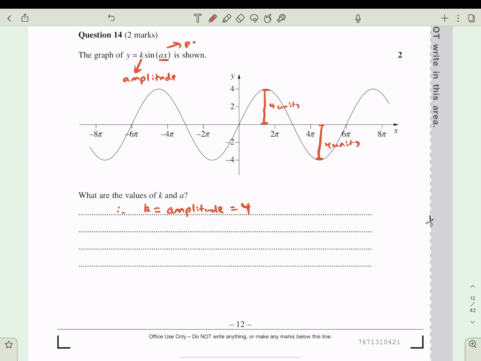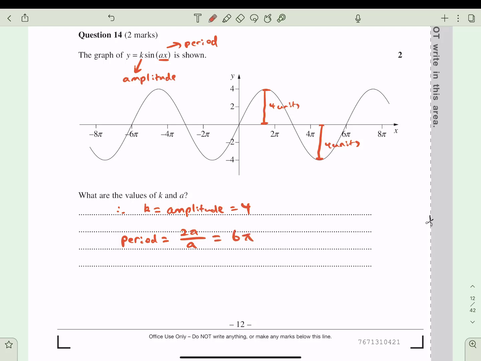So the period of my trigonometric graph is how long it takes for my graph to repeat itself. Typically, for a sine or a cosine function, the period is equal to 2 pi over a. Remember, a is the coefficient of x. In this case, we can figure out the period of my graph because, as we can all see here, it takes 6 pi on my x-axis for my graph to repeat itself. So my period in this situation is equal to 6 pi.